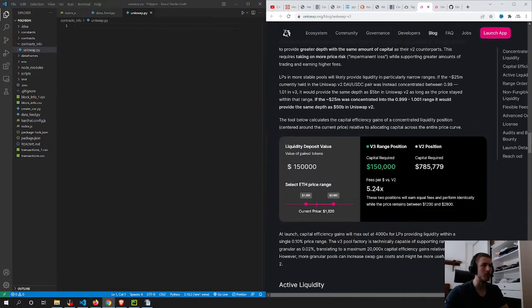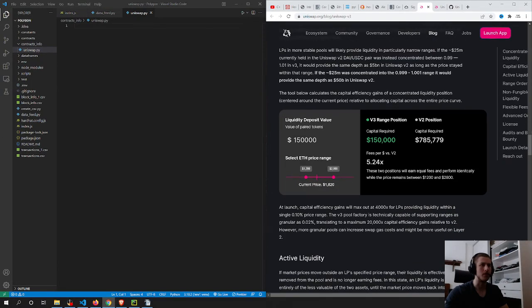The tool below calculates the capital efficiency gains of a concentrated liquidity position centered around the current price relative to allocating capital across the entire price curve. These two positions will earn equal fees and perform identically while the price remains within this range. So in sum, you need less capital for the same efficiency whenever the price is ranging, but I still don't understand the curve.